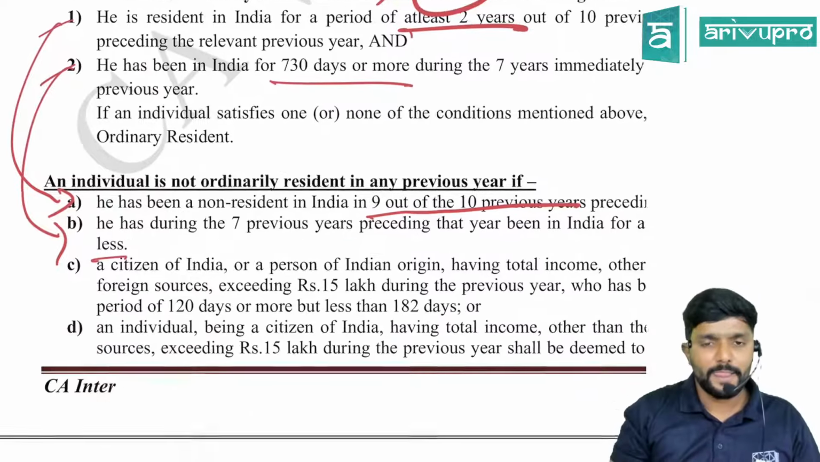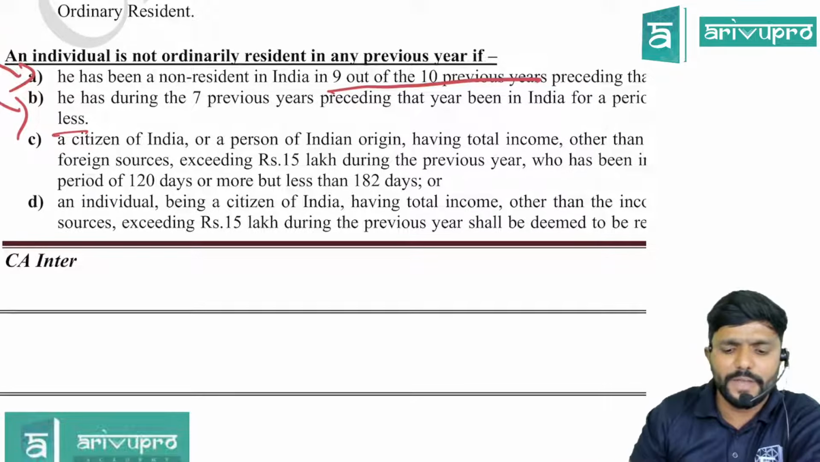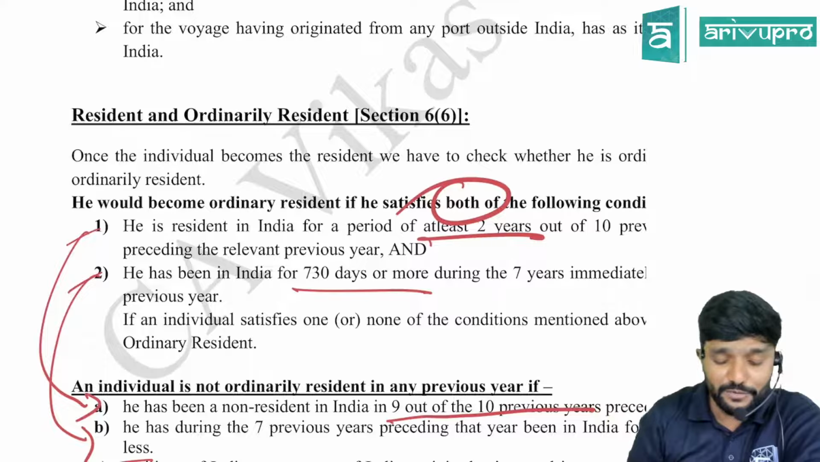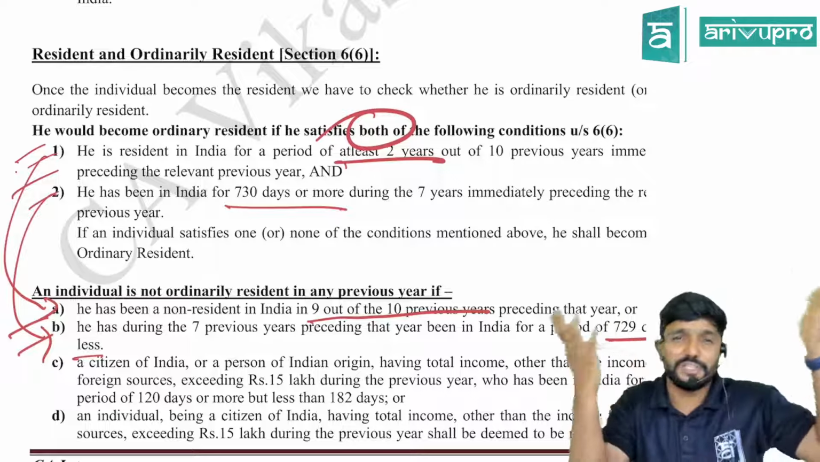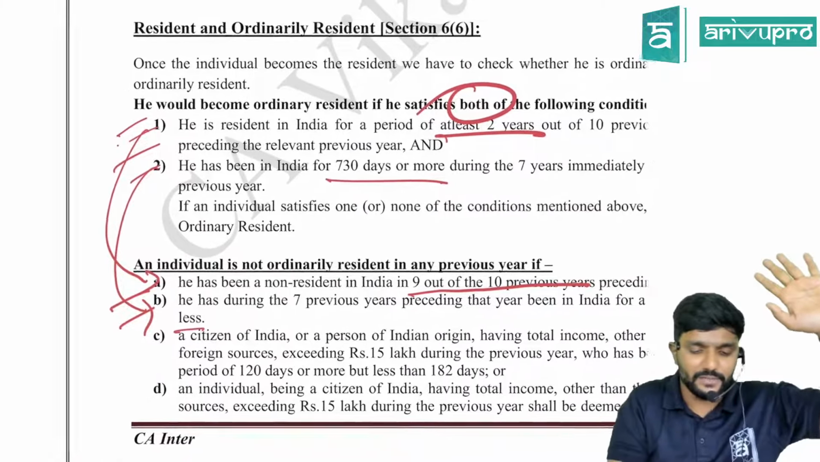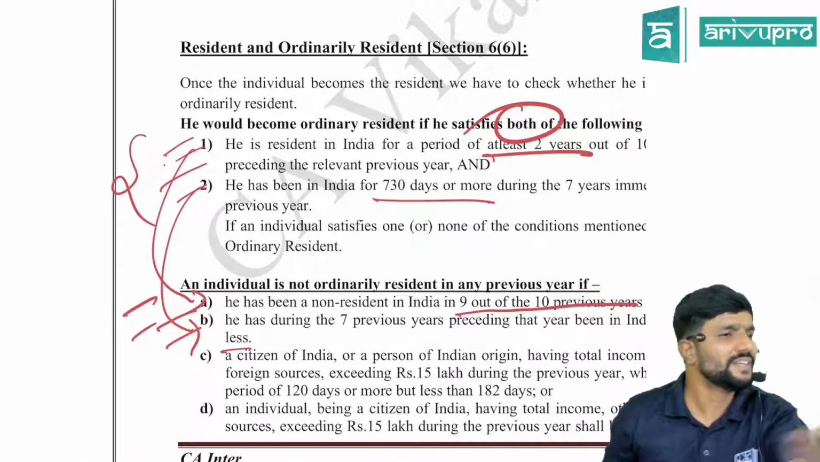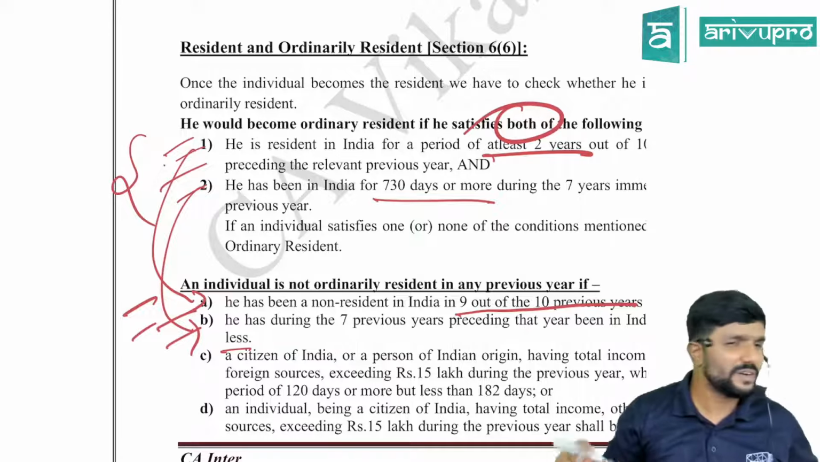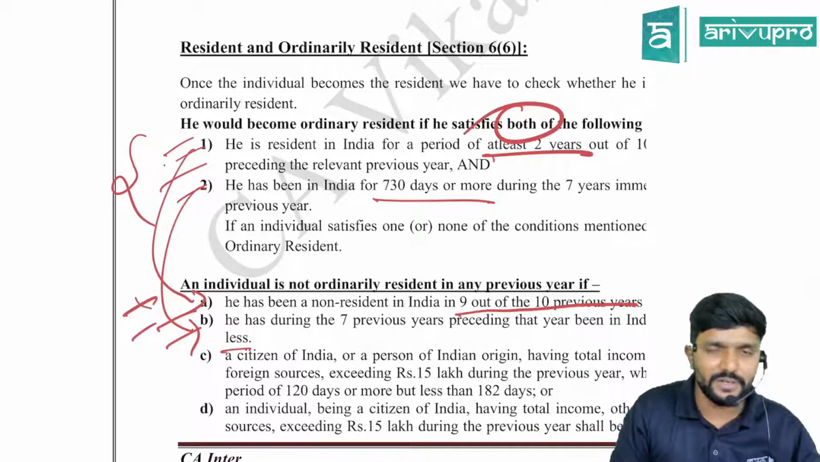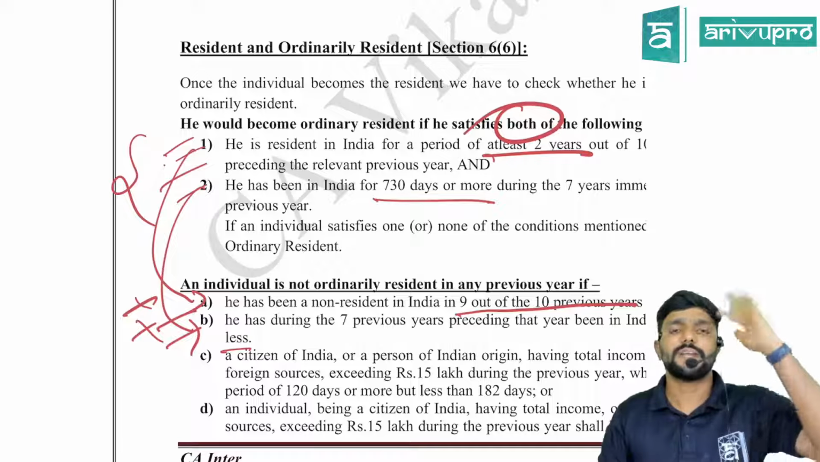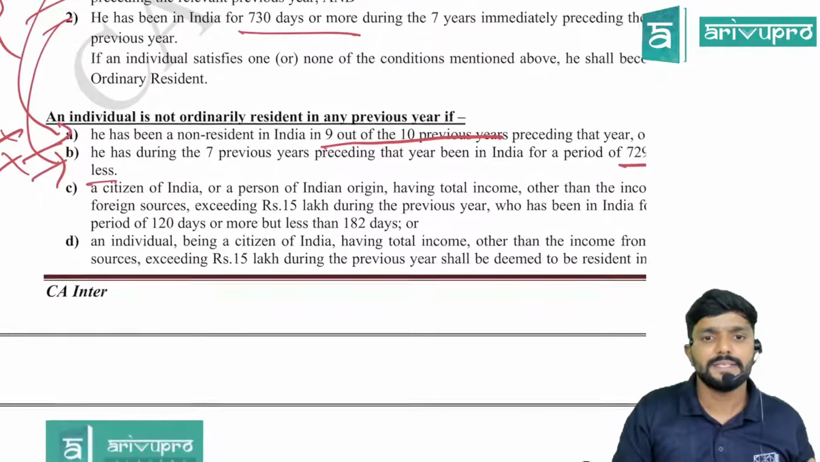Okay, fine. Next, C and D. In some books they would have explained the answer as per these points, but what I suggest is to go as per 6(6), because if you try to remember both, it might be confusing. Just go through these points once for knowledge purposes, but for exam purposes, try to remember 6(6) only. If it is not satisfied there, you know that he is a not ordinary resident.